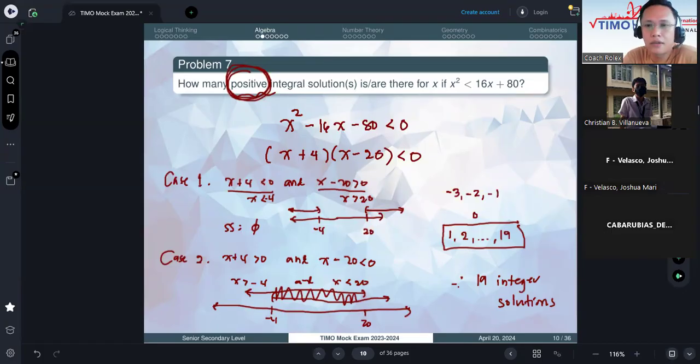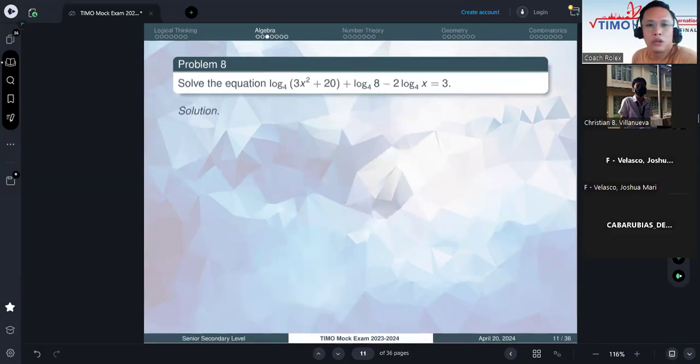So for number 7, solve, we have here a logarithmic equation. I guess the answer key or the solution manual, including the link for the recorded meeting, will be sent to your email. I don't know if it's today, but I'm sure that it will be either today or tomorrow.